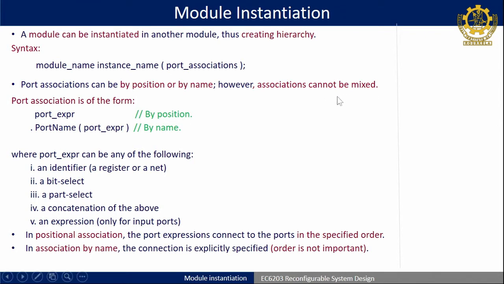However, associations cannot be mixed, which means in a single line of code you can't use both at a time. In two different lines of code you can use positional association in one and named association in the other, that is allowed, but in a single line you can't use both. Port associations may take these forms. If it is by position, you give only the port expression name, meaning which port you are going to map. If it is by name, you give the local port name after a dot, then in brackets the port name.